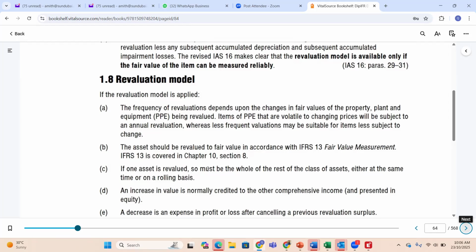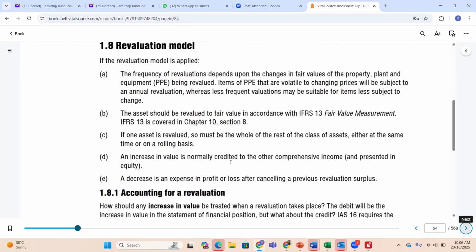What does it mean? Same class should be done either at the same time, just like both UAE, or on a rolling basis. Any increase in value is normally credited to OCI, obviously, right? It would not be coming in. Decrease in profit and loss after cancelling previous revaluation surplus. We'll go into that. But are you clear with revaluation model?